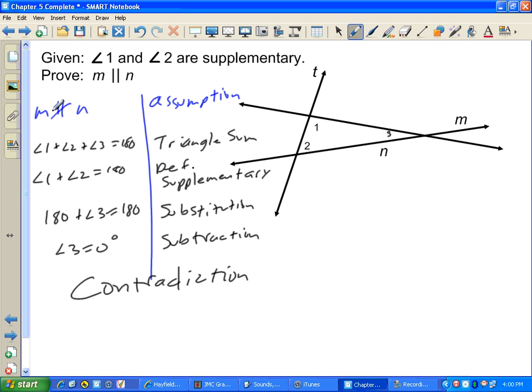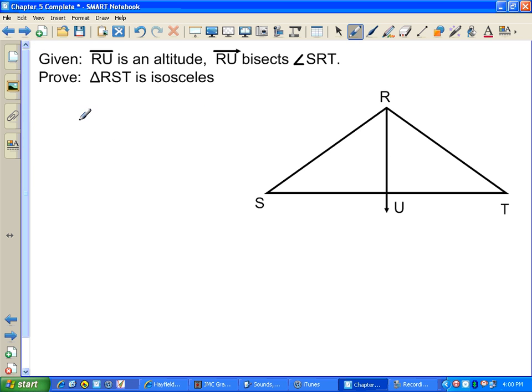Okay, so since I've shown that it's not possible for these to not be parallel with my given information, that means the only answer is they have to be parallel. So I've proved the opposite can't possibly be true. That proves that this has to be true. So let's do one more example. If you want, you could pause and try this one on your own, and then come back and I'll finish it.